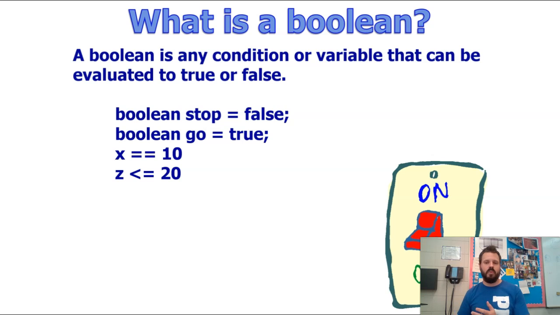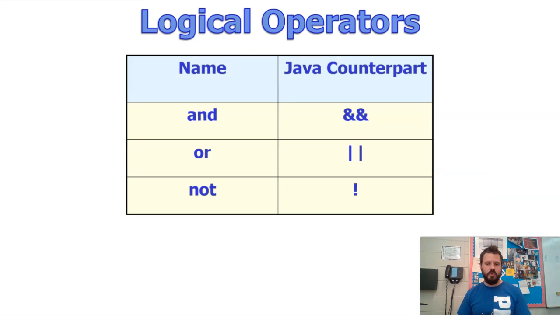Now, reminder, what is a Boolean? A Boolean is any condition or variable that can be evaluated to true or false. So in the examples we have here, we have a variable stop, which we're assigning the Boolean value false, or go, which we're assigning to true. Or a condition, or in other words, an expression, x equals 10, or z is less than or equal to 20. Those are both expressions or conditions we get assigned to true or false based on the values of x and z. Booleans are great because they allow us to make decisions.